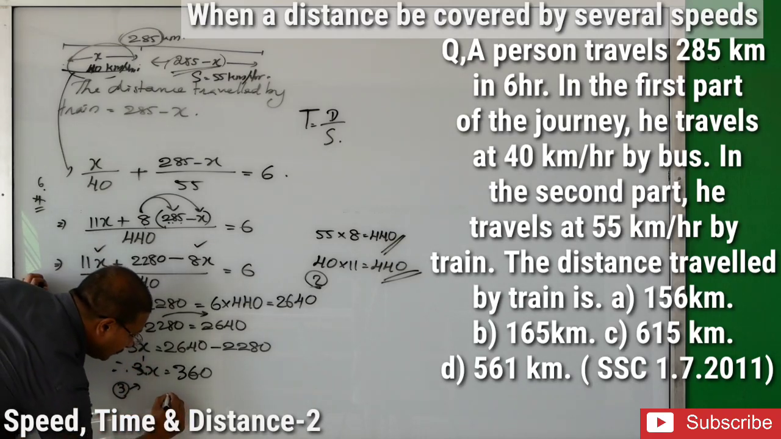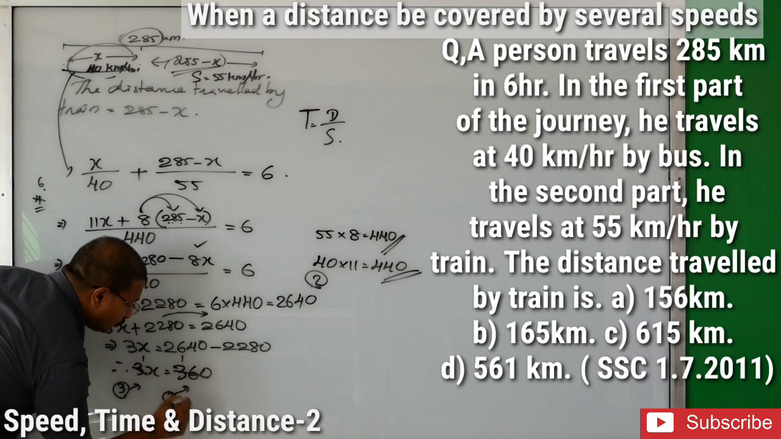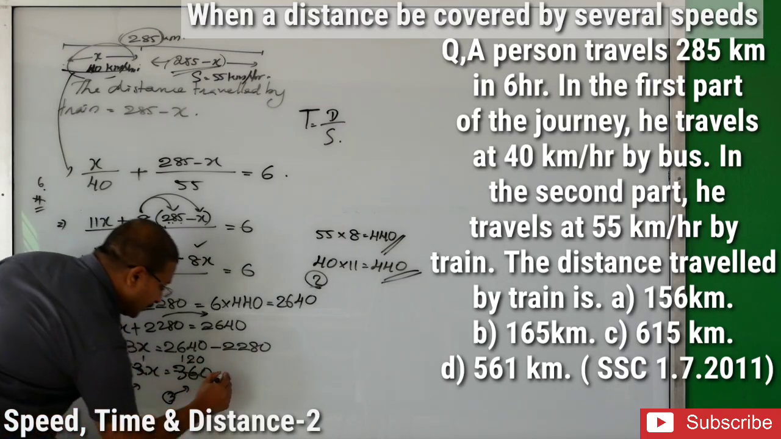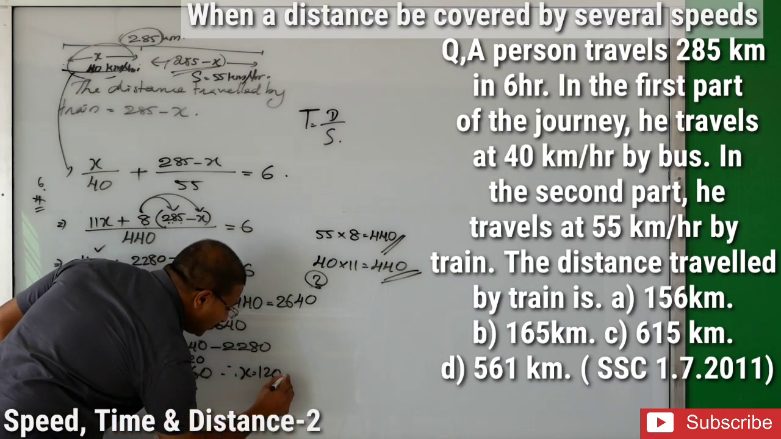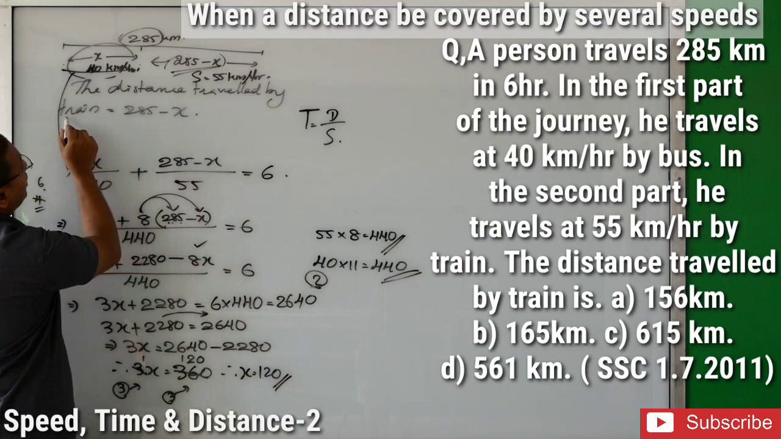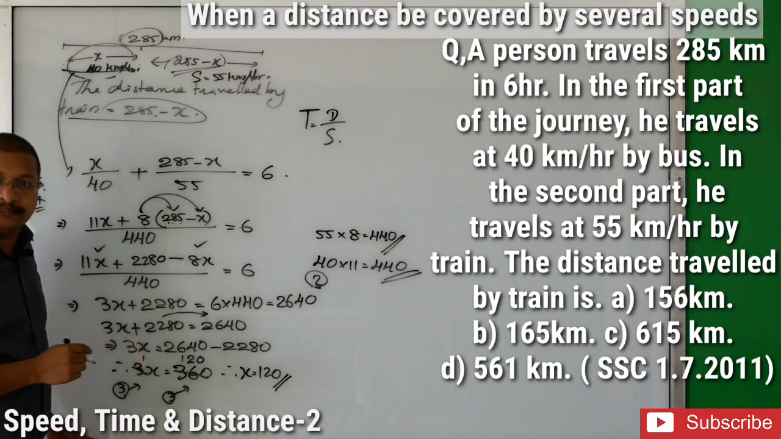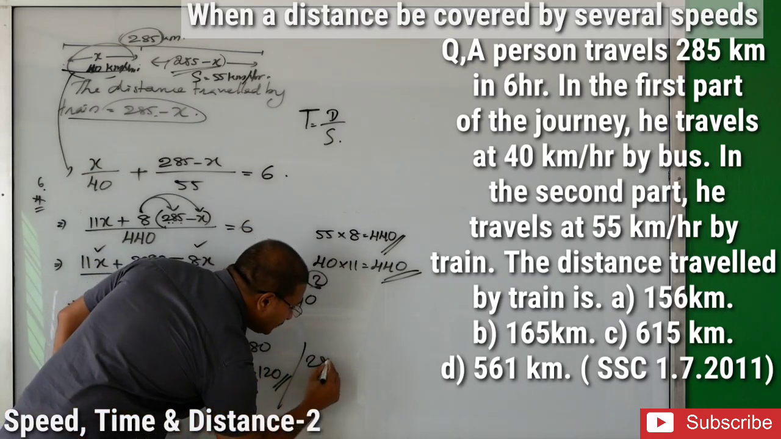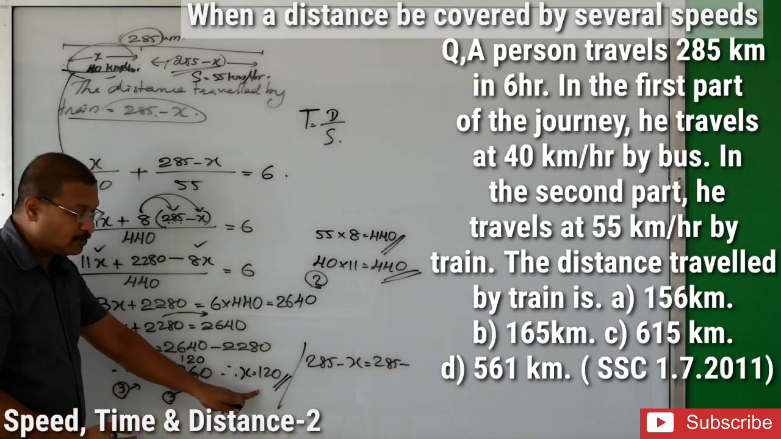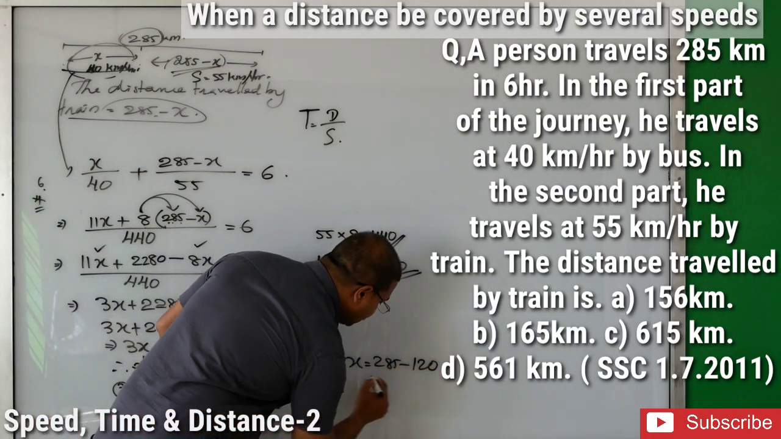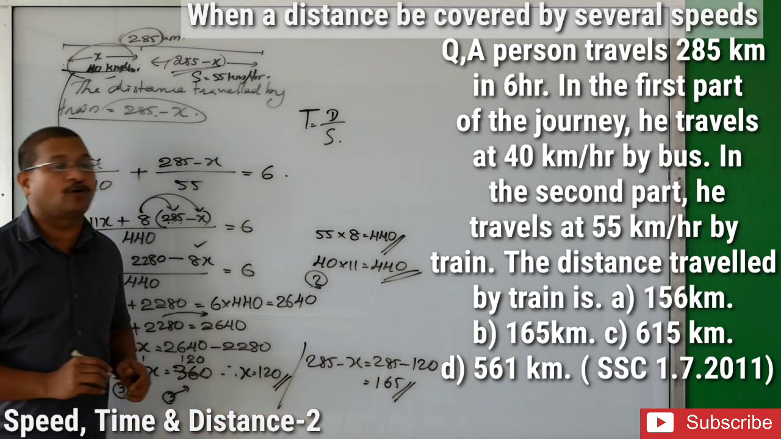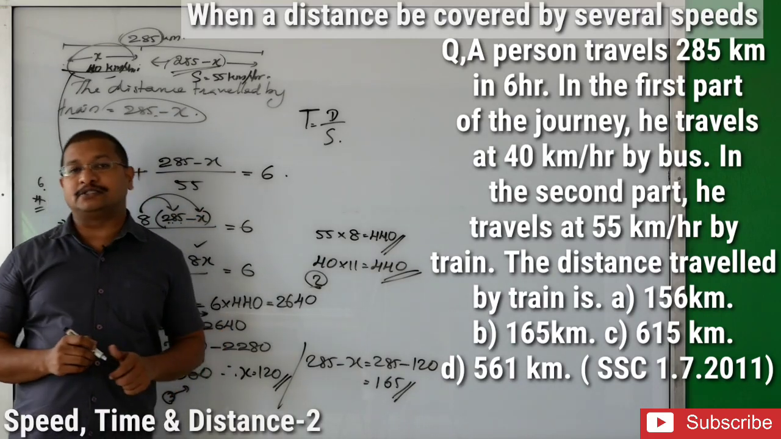3 ones are 3. 3 how many times here? 3 ones are 3. 3 twos are 6. That means after that this 0 will be put. Therefore, x equals 120. But we know that distance travelled by train equals 285 minus x. That means 285 minus x equals 285 minus 120, isn't it? That means what will you get? 165. That means the correct option is B, 165 kilometer.